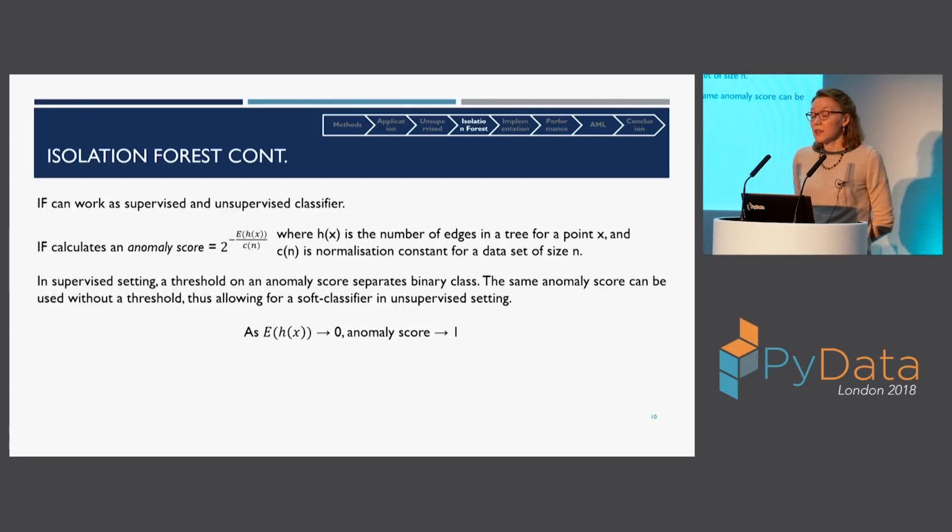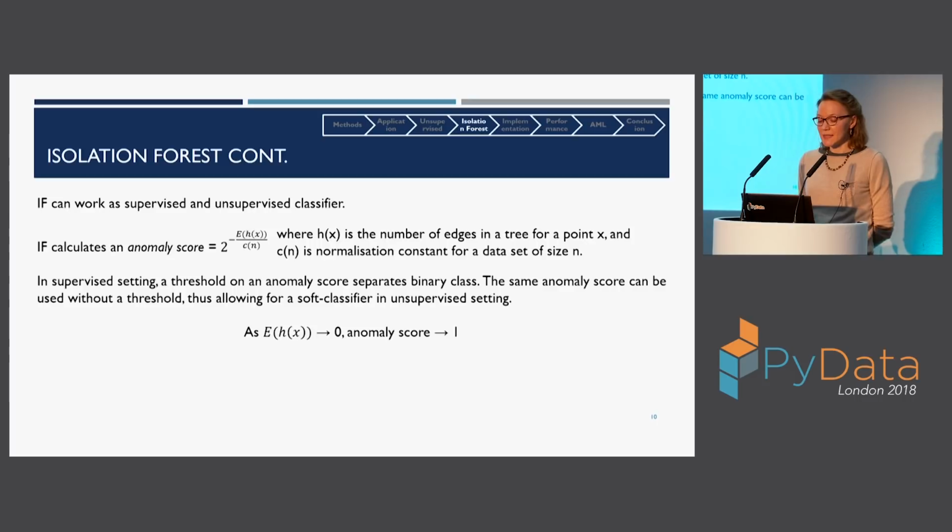Isolation forest, why is it so good for anomaly detection? Well, because it can work both as a supervised or an unsupervised classifier. It calculates an anomaly score, which is 2 to the power of minus a ratio of the expected number of edges in the trees in the forest for a particular data point, normalized by a constant.